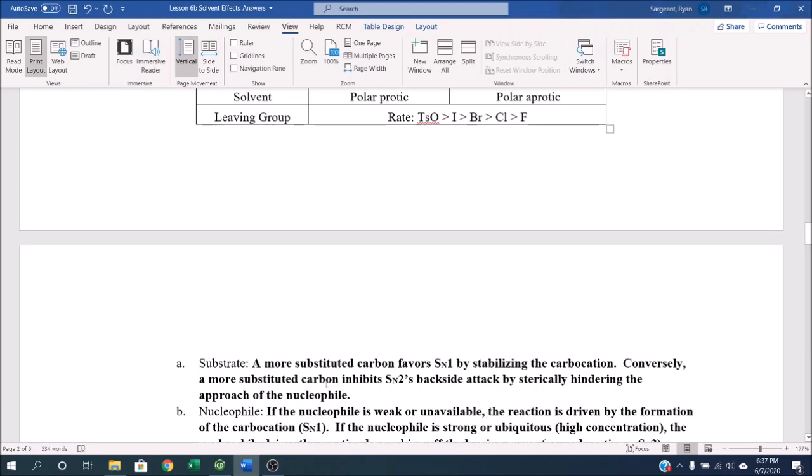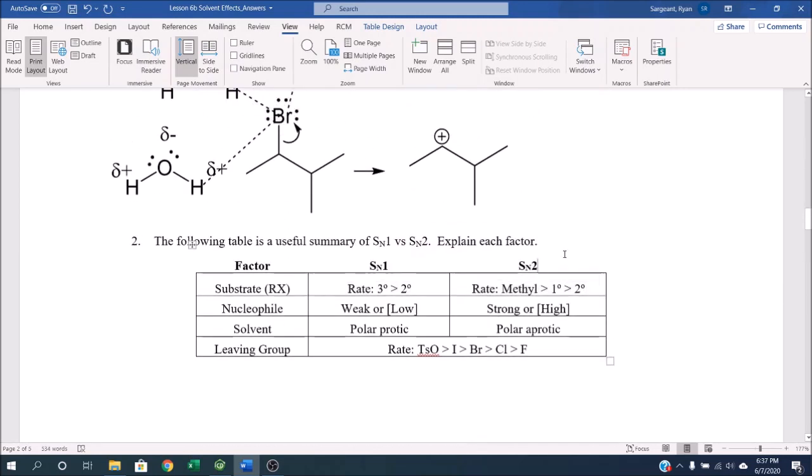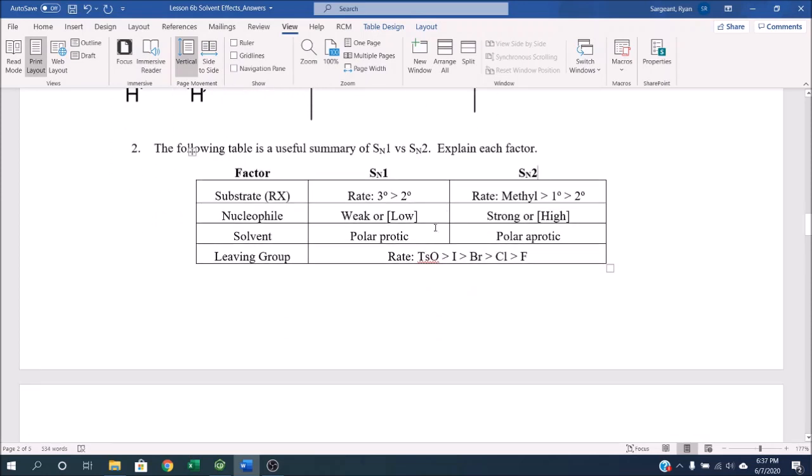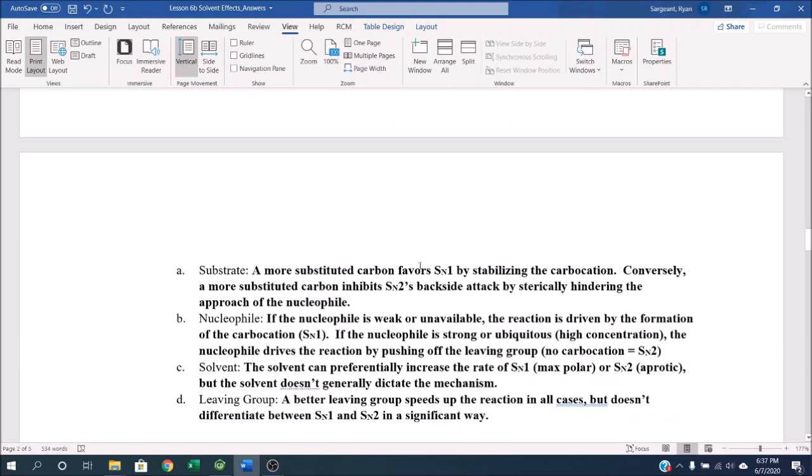A more substituted carbon also inhibits SN2 because it's sterically cluttered, which hopefully is a concept that you remember from before. In order for the nucleophile to come in, which is the rate determining step of an SN2 reaction, you've got to be able to get into that 180-degree backside position. And the more sterically hindered the substrate, the less likely that is to occur. So a more substituted carbon favors SN1 by stabilizing the carbocation. It also inhibits SN2 because it's sterically hindered.